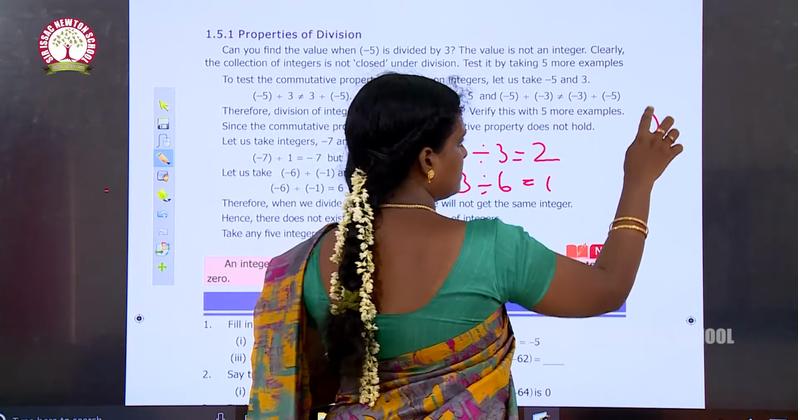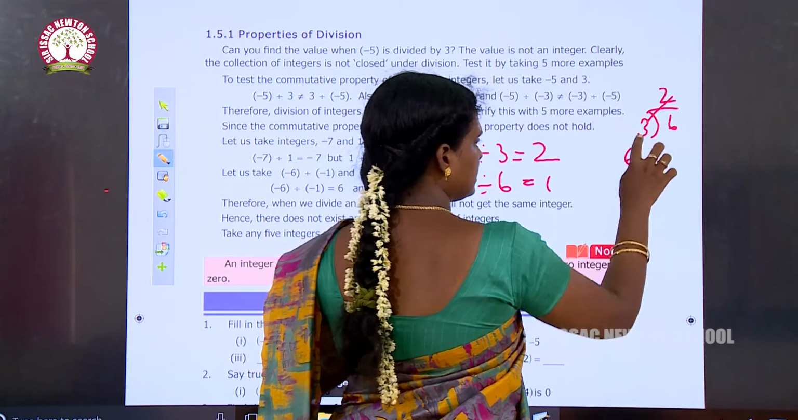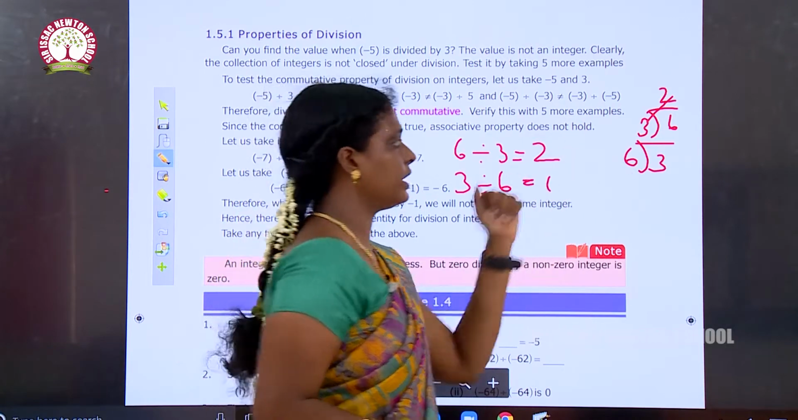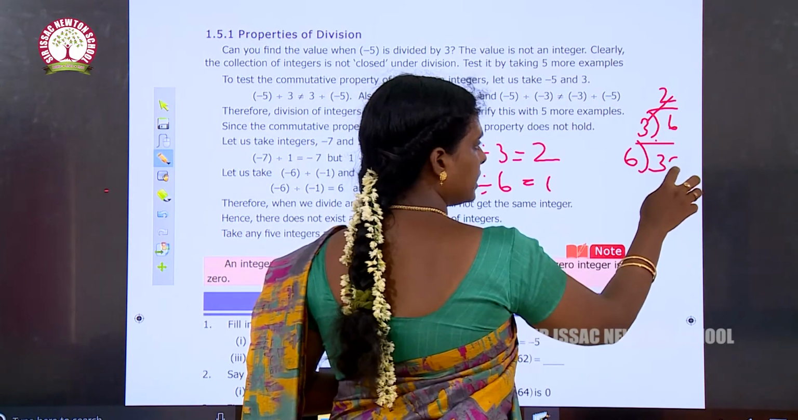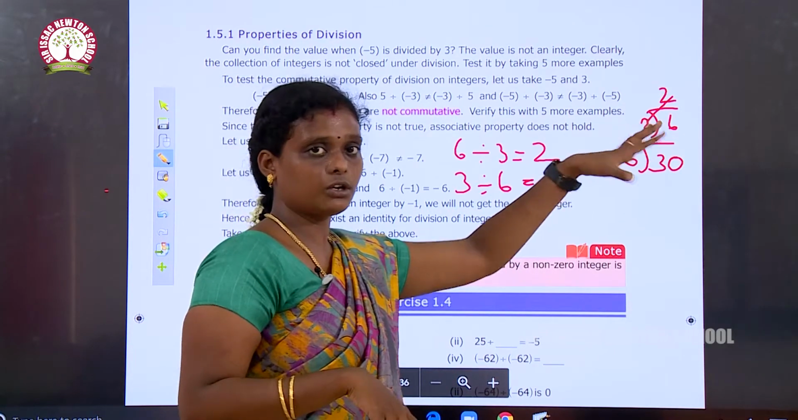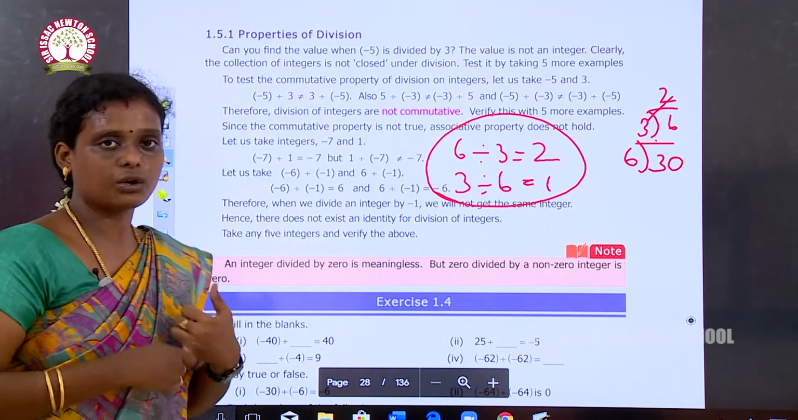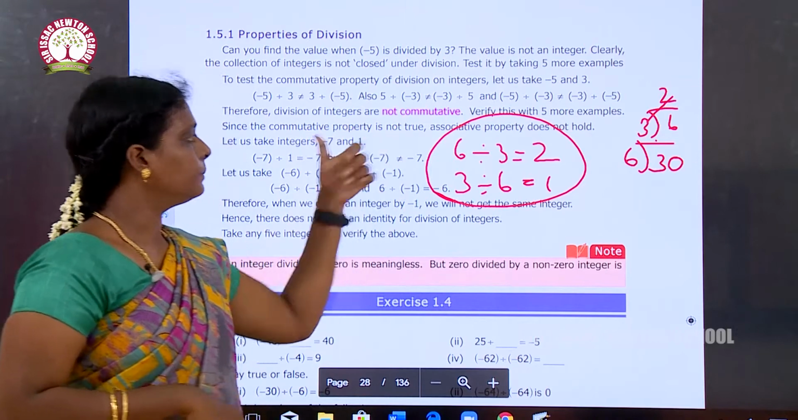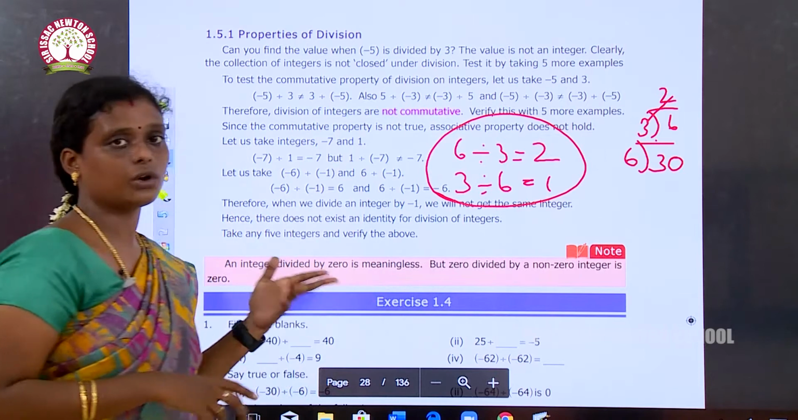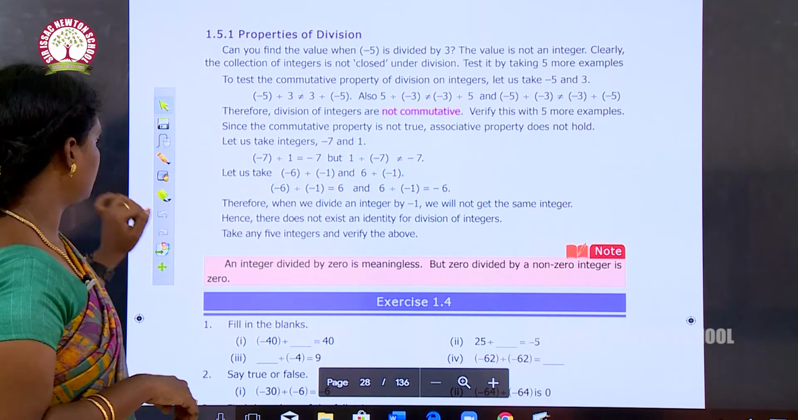So we cannot divide 3 by 6 to get an integer. You have to put a decimal and then add 0 to this and then divide it. A decimal number will not be an integer. So the commutative property is not true for division. Commutative property is also not true for division. So this is the second property.